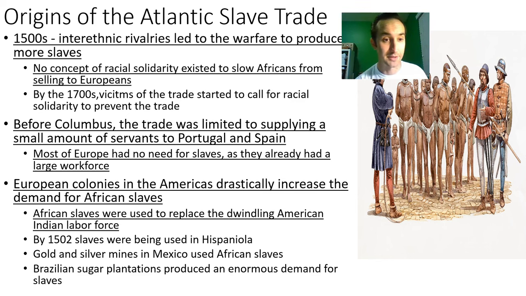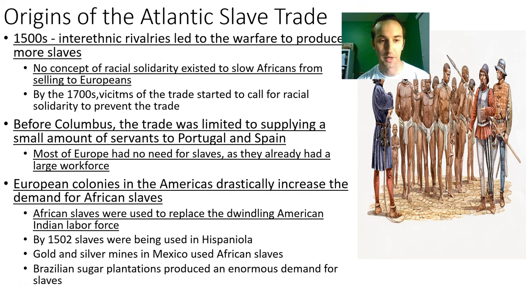Then America showed up and everything changed. The European colonies in the Americas drastically increased that demand for African slaves because there wasn't a reliable, easy workforce to use in the Americas already. The Native American Indian labor force, that just wasn't working out. They were dying or running away. And so African slaves were used to kind of replace as the new workforce. And by 1502, we started to see this transition from native to African slavery in the Americas, first being used in the Caribbean island of Hispaniola, we'll talk about later.